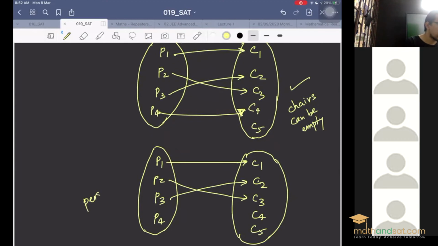Persons cannot be standing. So this is not a function, because there is some person who is standing. It's not paired with any chair. So that's not a function.